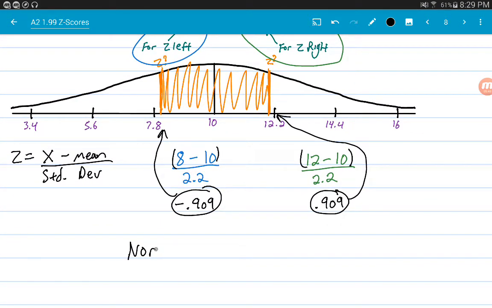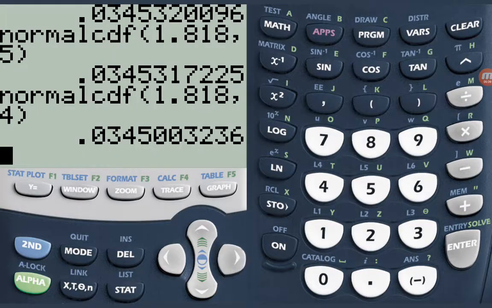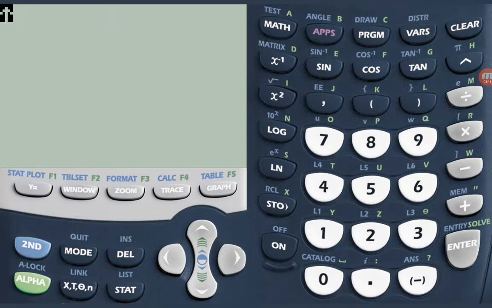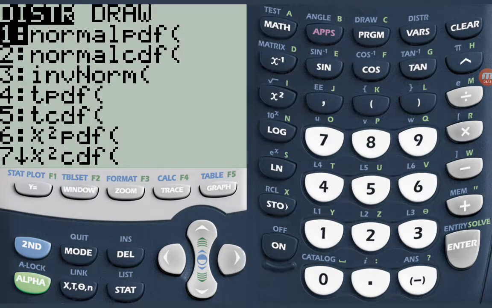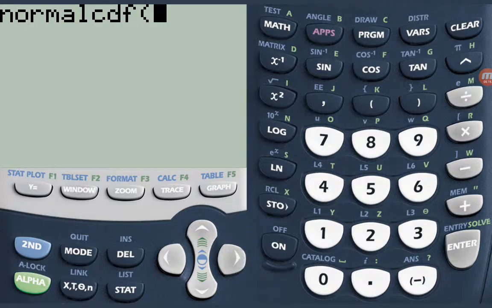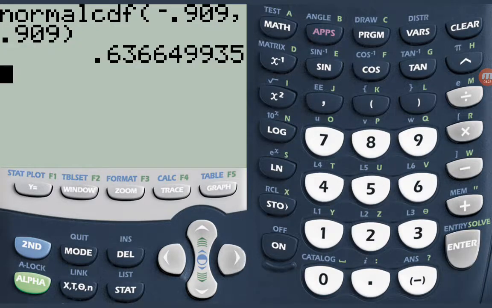So I'm going to plug these into my calculator. I'm going to hit second vars, and choose the normal CDF between negative 0.909, comma 0.909. And when I hit enter, I'm going to get 0.6366.